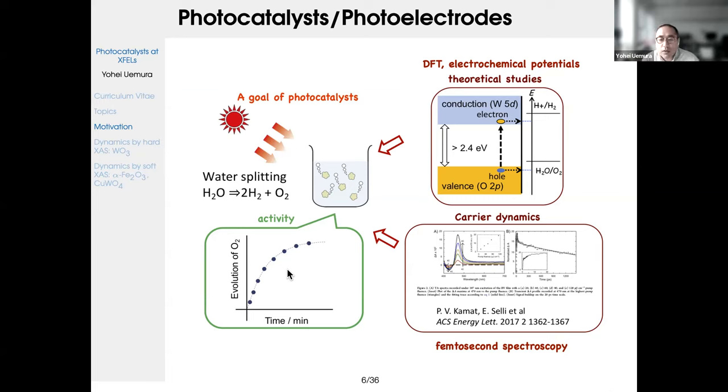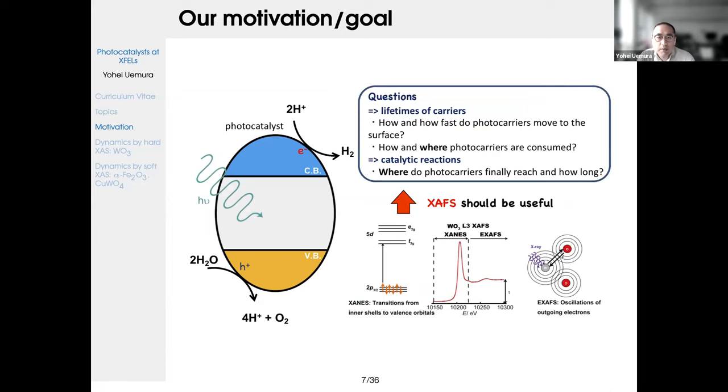Then we have some insight into photocarrier dynamics. Photocarriers play a central role in promoting the water splitting reaction. So we can use femtosecond and picosecond optical spectroscopies. However, we have some open questions.